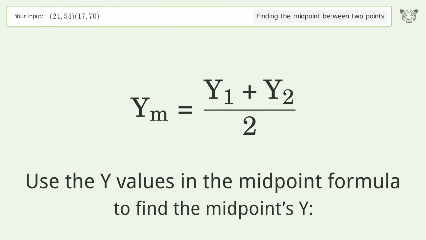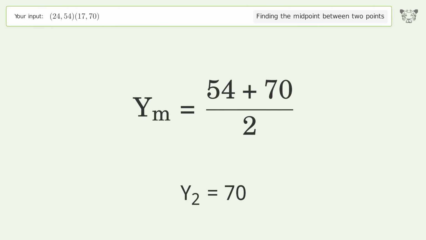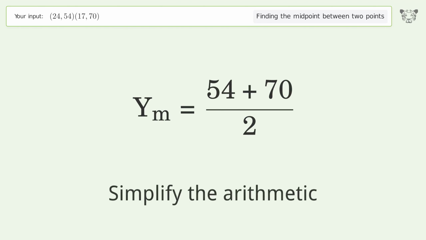Use the y values in the midpoint formula to find the midpoint's y. y1 equals 54. y2 equals 70. Simplify the arithmetic.